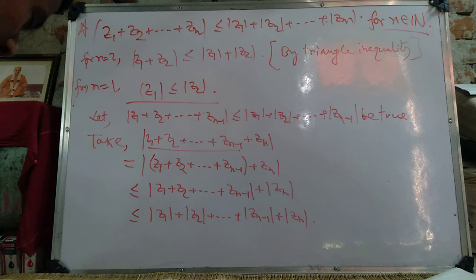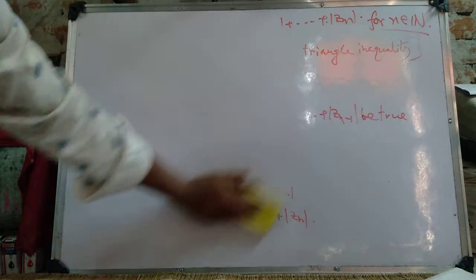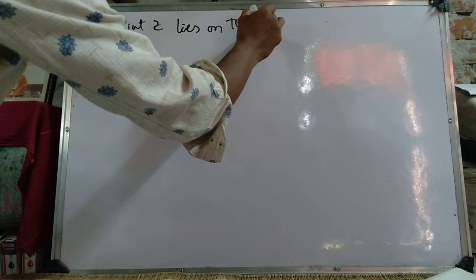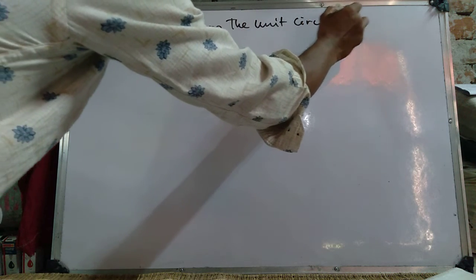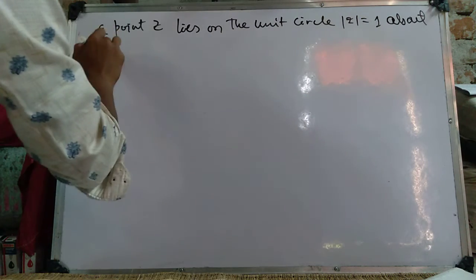Now we discuss another problem, another important problem. Which problem do we take? We talk about a point z that lies on the unit circle, |z| = 1, about the origin.